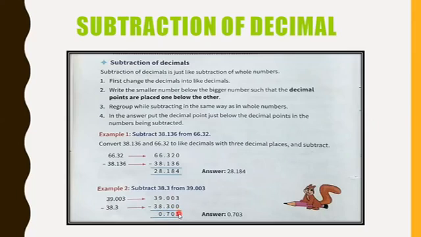Now we will subtract. 3 minus 0 gives us 3, 0 minus 0 gives us 0, and 0 minus 3 is not possible, so you will borrow from the next number. 10 minus 3 gives us 7, 8 minus 8 gives us 0. So the answer will be 0.703. This is the way we will subtract decimals.